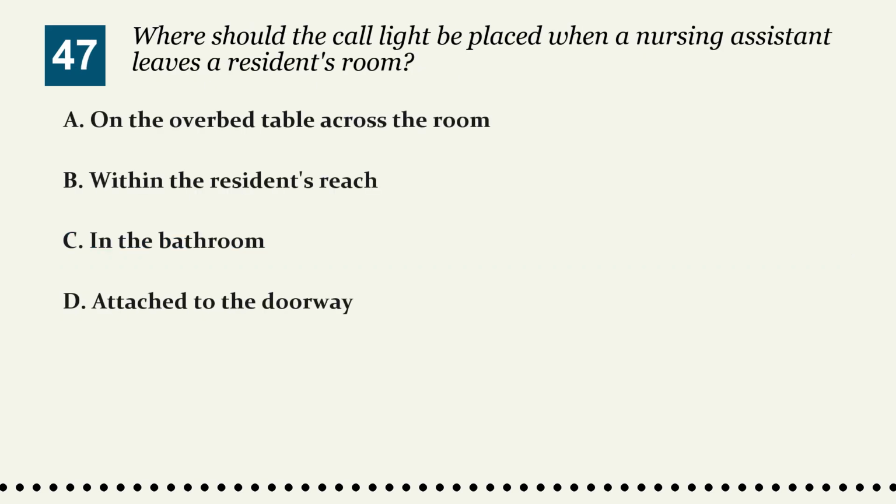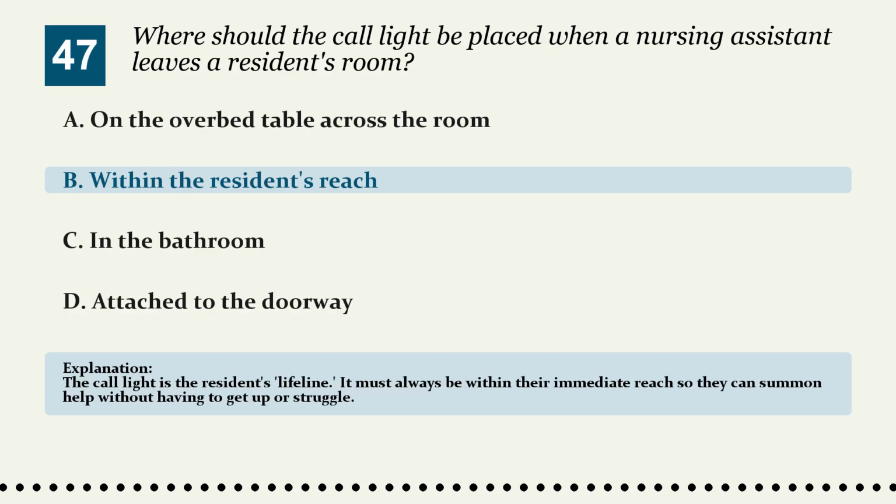Question 47. Where should the call light be placed when a nursing assistant leaves a resident's room? Option A, on the overbed table across the room. Option B, within the resident's reach. Option C, in the bathroom. Option D, attached to the doorway. The correct answer is option B, within the resident's reach. The call light is the resident's lifeline. It must always be within their immediate reach so they can summon help without having to get up or struggle.